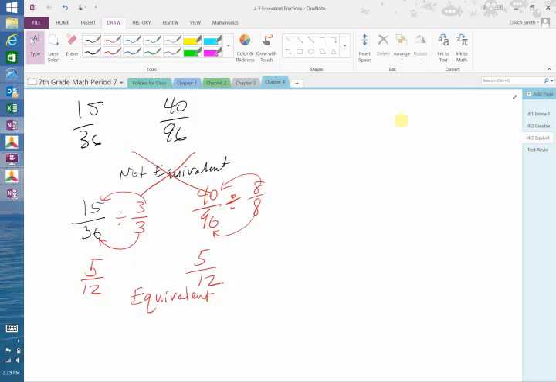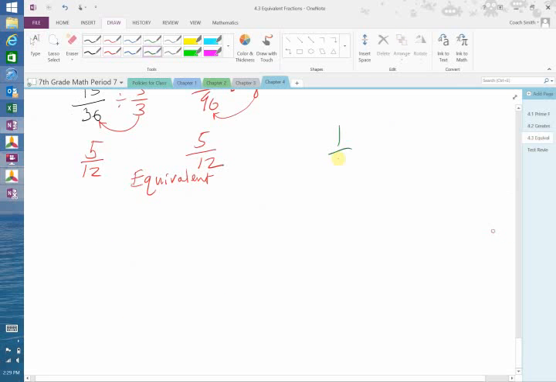So in other words, if I had 1/2 and 32 over 64, that's an equivalent fraction. Because 1/2, what is half of 64? 32. So 32 over 64, these are equal to each other. Okay? Yep. All right.